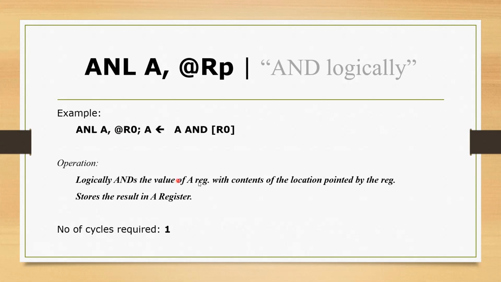So logically it ANDs the value of A register with the content of the location pointed by the register. The R0 register is pointing to a particular memory location. From that location, the data is taken, and with the data from the A register, the AND operation is done, and the result is stored in A register. Number of cycles required is 1.